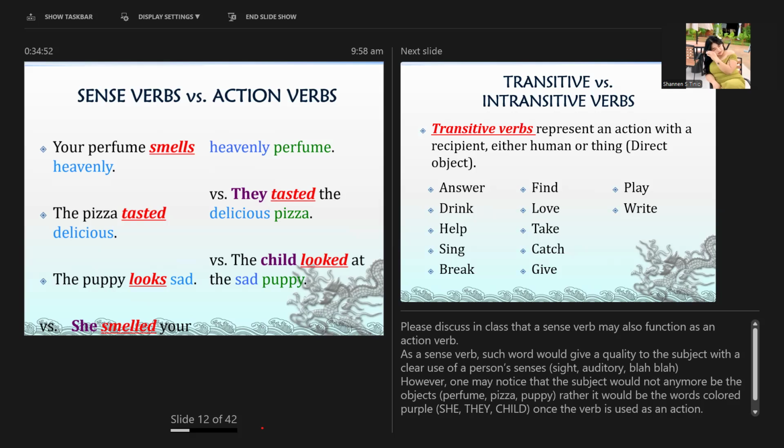Can you see that? The pizza tasted delicious. It's a sense verb because it describes how the pizza tastes like. But in the next sentence given here, they tasted the delicious pizza. It's an action. Okay? Because we have the subject doing the action, which is tasted the delicious pizza. Okay? Do you understand how you can differently use a sense verb and an action verb?